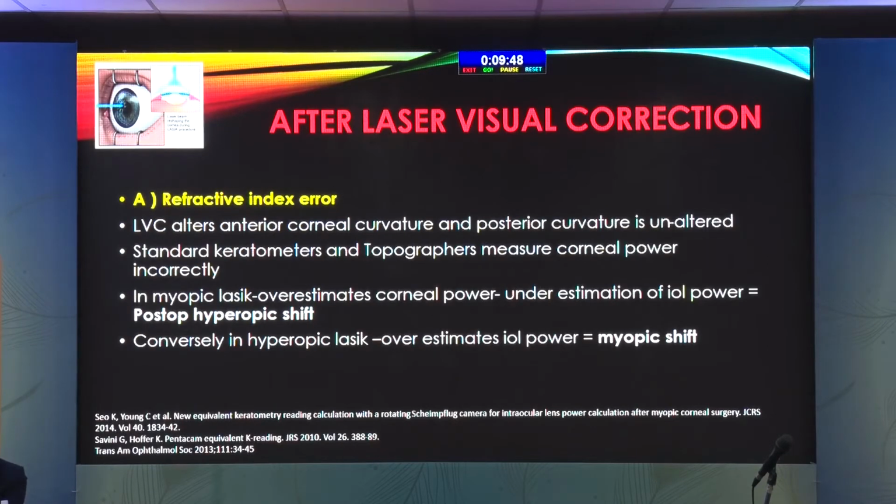So the three factors which I said, one is the refractive index error. Any laser vision correction alters the anterior curvature, and the posterior curvature is usually unaltered in laser vision correction. So the standard keratometers and topographers measure the cornea incorrectly. In myopic LASIK, it overestimates the corneal power and there is underestimation of IOL power, leading to a post-operative hyperopic shift. Conversely, in hyperopic LASIK, you have an overestimation of IOL power causing a myopic shift.